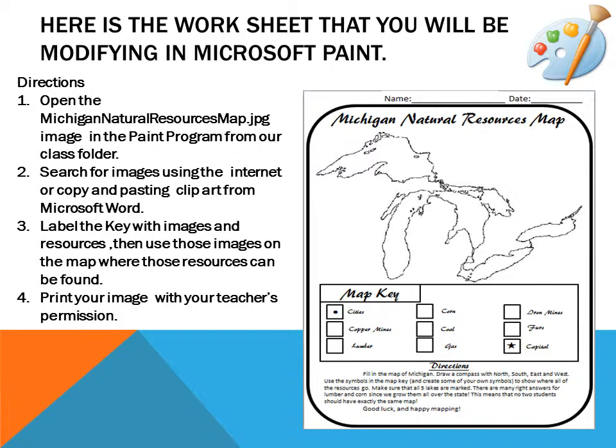Alright, here's the worksheet that we're going to be modifying in Microsoft Paint. This worksheet is in a JPEG image in our class folder, and it's named Michigan Natural Resource Map. We're going to find this picture and open it up, and then we're going to find images that we can use. So we can get pictures of copper to label where the copper mines are up on the map. And then we can also get pictures of corn to label where corn might be grown in Michigan. And you guys can work with your elbow partners in the lab to brainstorm and make sure that you have lots of resources labeled in the correct places on your map.